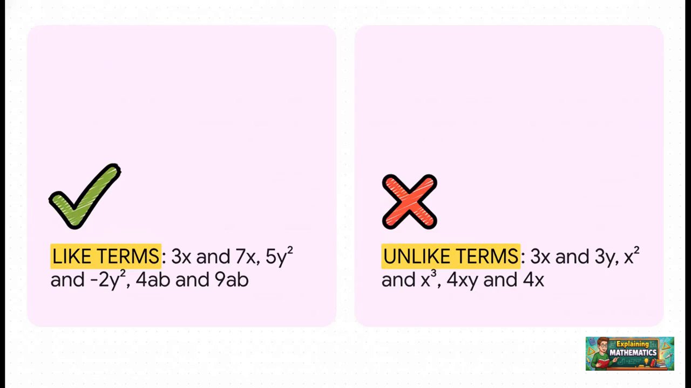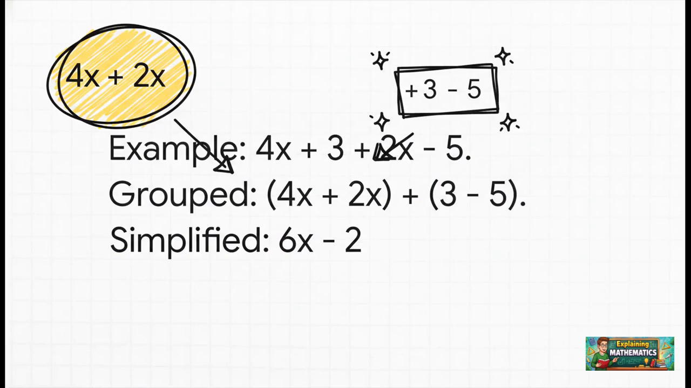And I mean, this rule is super specific. 3x and 7x? Yep, those are like terms. The variable part is identical. But 3x and 3y? Nope, different variables. How about x squared and x cubed? Still no good, the powers don't match. The variable part has to be a perfect clone. So simplifying is really just a game of matching. We group the like terms together. Here, we can combine the 4x and the 2x, which gives us 6x. Then we combine the numbers, 3 minus 5, which is -2. And just like that, a long, clunky expression becomes a short, clean one, 6x minus 2.